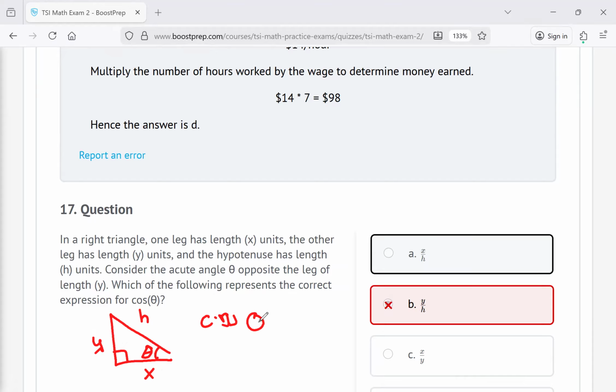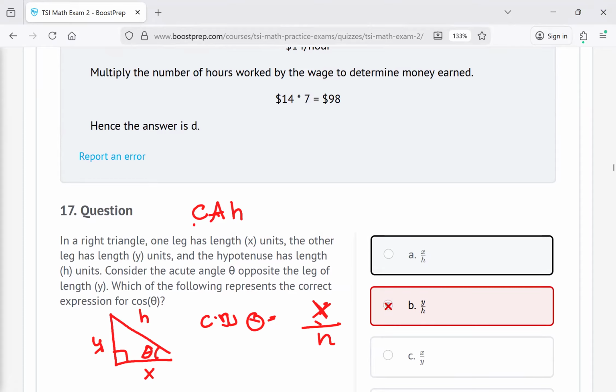of theta is adjacent, which is x, over hypotenuse, which is h. So that's why it's A. It is important where you put your theta. We were going to put theta right here, but that was wrong, because they specifically say theta should be opposite the leg y. So that's why theta should be there.